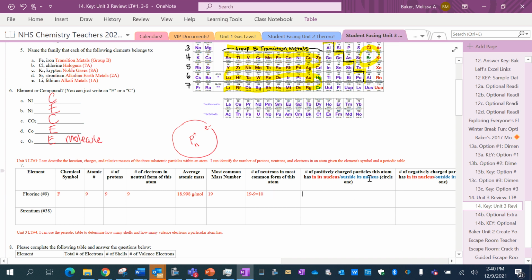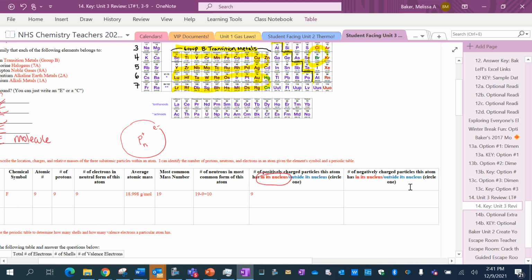The number of positively charged particles this atom has in its nucleus. Positively charged particles are always in the nucleus, so this again would be 9. And the number of negatively charged particles this atom has, which would be outside the nucleus, would be 9.